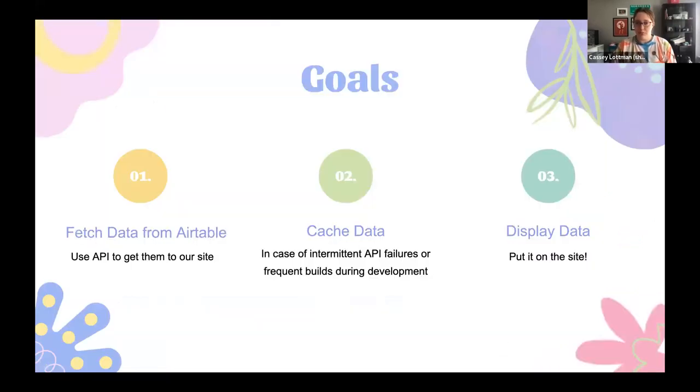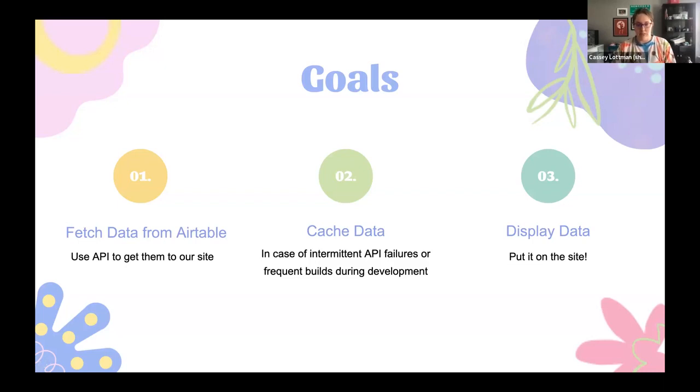So our goals for this project: we're going to fetch some data from Airtable. I'm storing my books in there. I want my books on my website, and I want to have that be up to date. Anytime I start reading a new book, I want that to update on my site in some short amount of time. And if I finish a book, I want it to get off of my currently reading list.